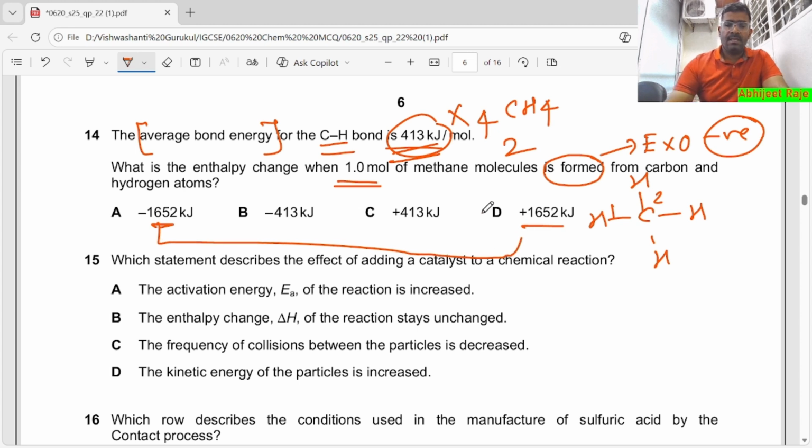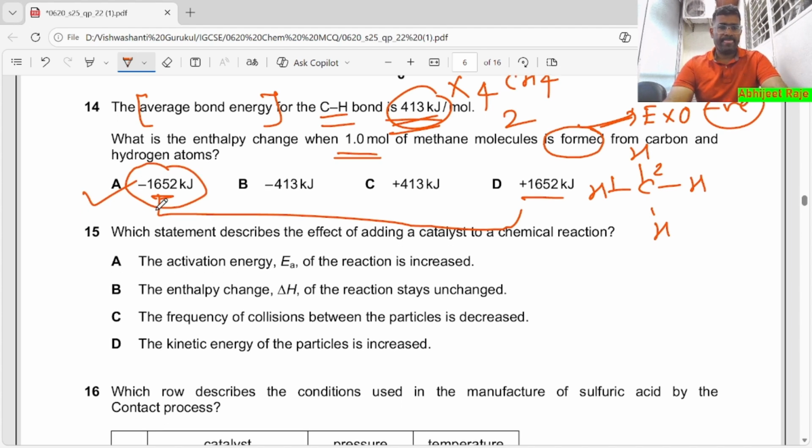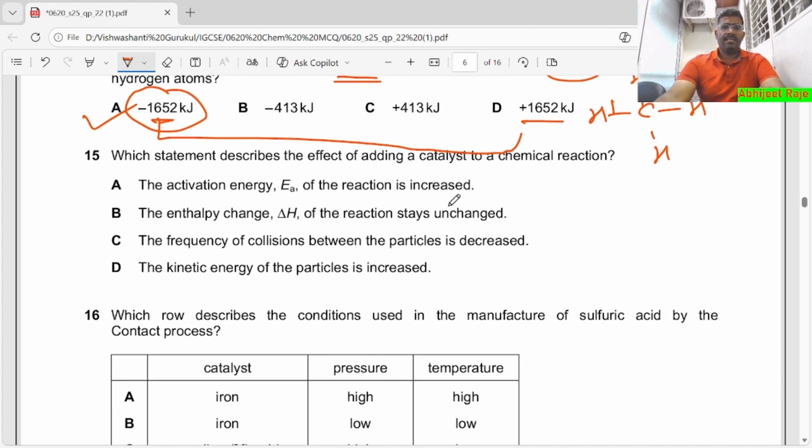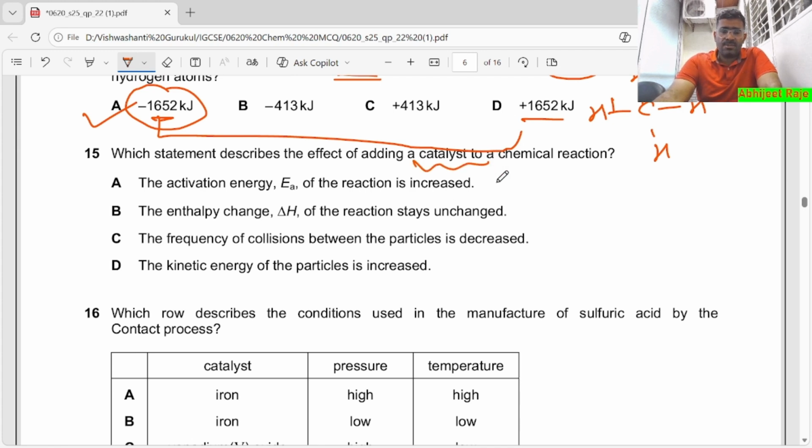And the second, the sign depends on bonds are formed. So bond formation is exothermic. Correct. Okay. Now, question number 15. Which statement describes the effect of adding catalyst? Okay, so catalyst always lowers the activation energy by providing the alternate path, right?